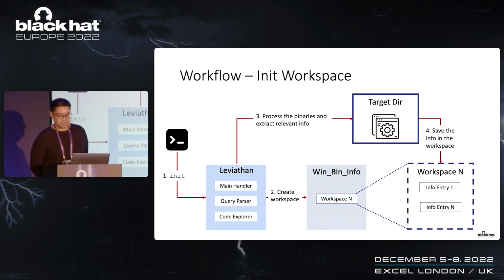This is a diagram that shows what happens underneath when the user initializes a workspace. The main handler first creates an empty workspace, or empty table. It then invokes the init handler to process all the binaries in the directory, extract all the relevant info, and store them in the workspace.